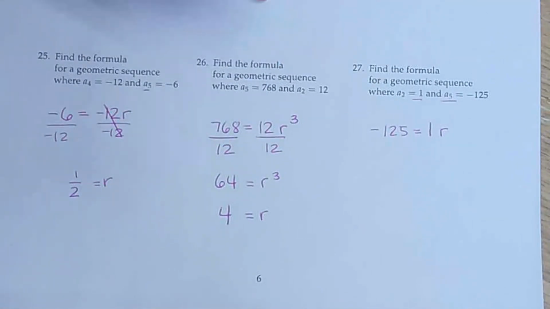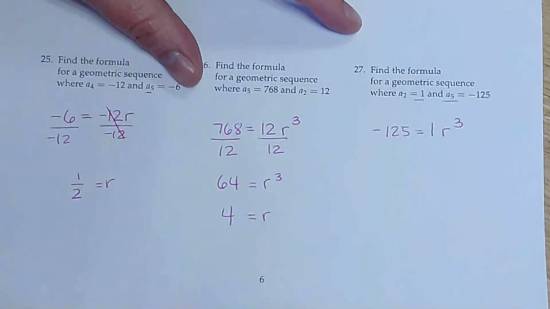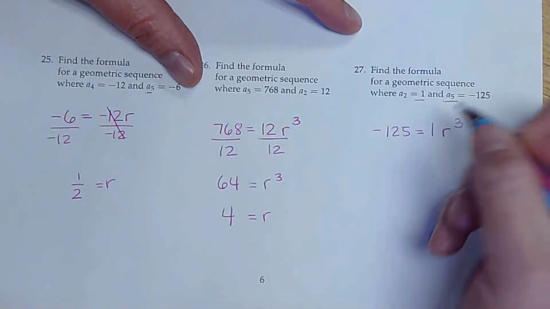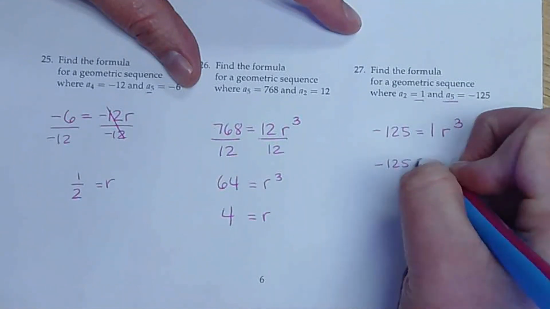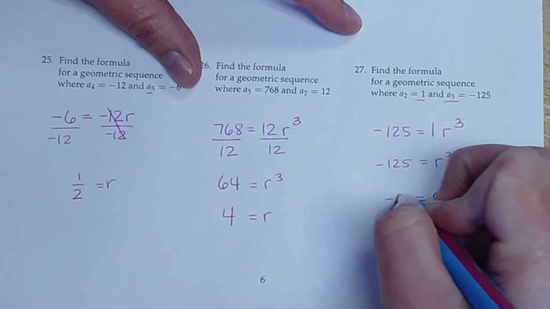So to get from the second term to the third term, I multiply by r. To get from the third term to the fourth term, I need to multiply by r again. So that gives me r squared. To get from the fourth term to the fifth term, which is the one I'm interested in, I've got to multiply by r yet again. So I have three times that I've multiplied by r, so that gives me an r cubed. And I can divide that 1 over. I get negative 125 is equal to r cubed. So that means r is equal to negative 5.